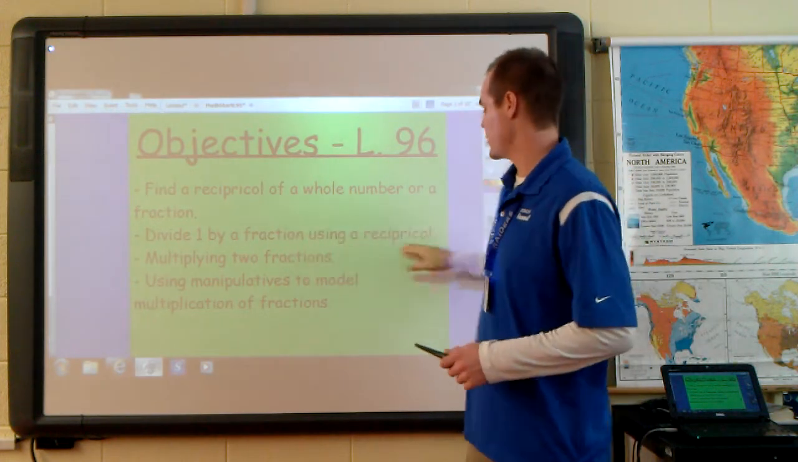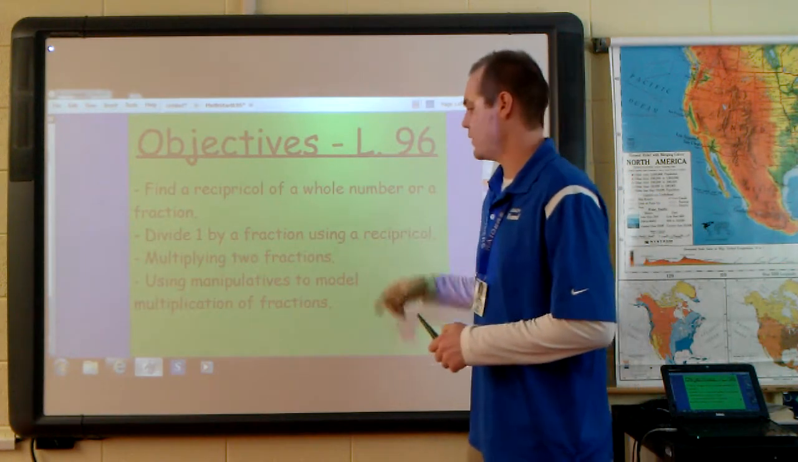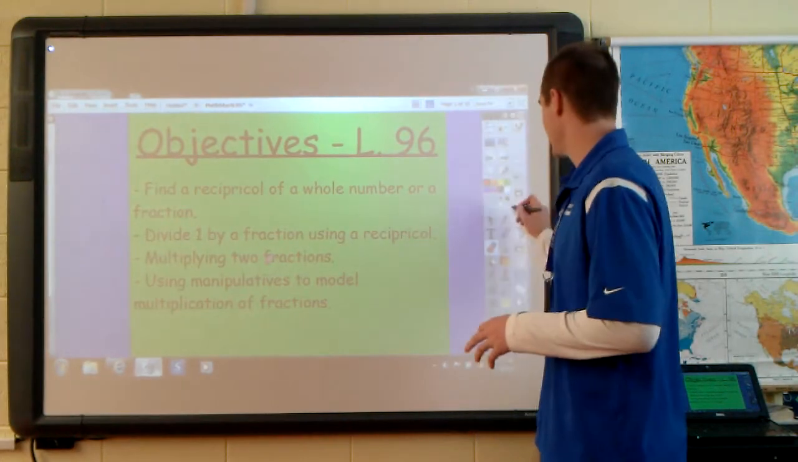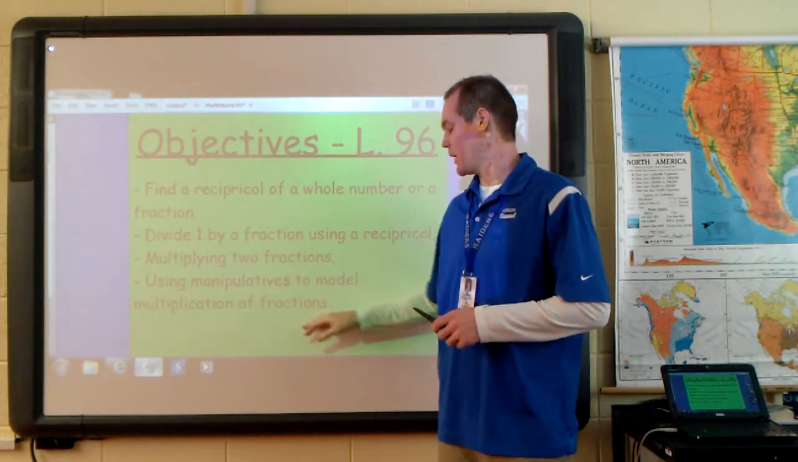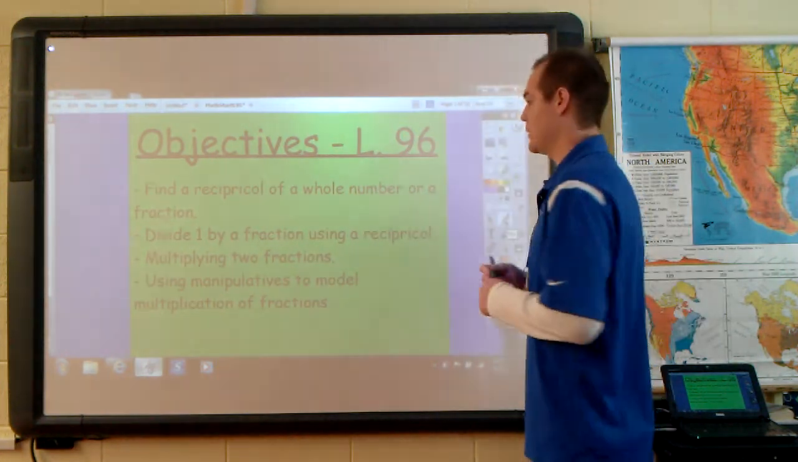Divide 1 by a fraction using a reciprocal. Again, we covered that last week. It says multiplying two fractions. That's something that we've covered before. And then finally, using manipulatives to model multiplication of fractions. And we'll do that using the manipulatives on the board.